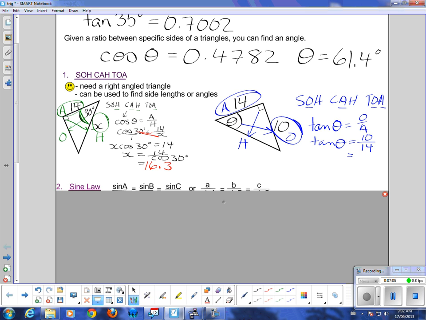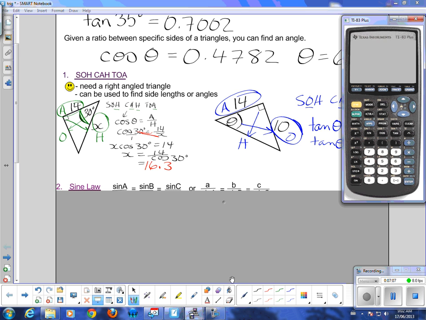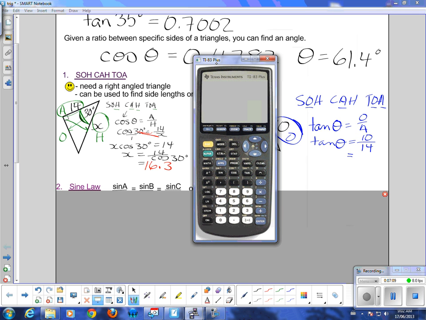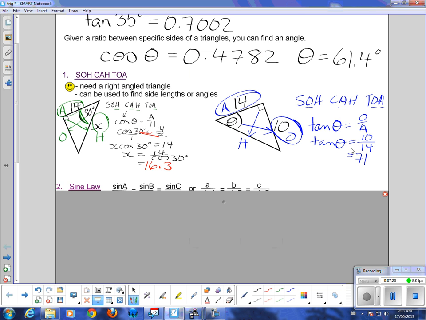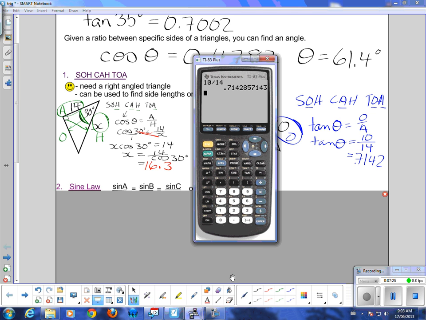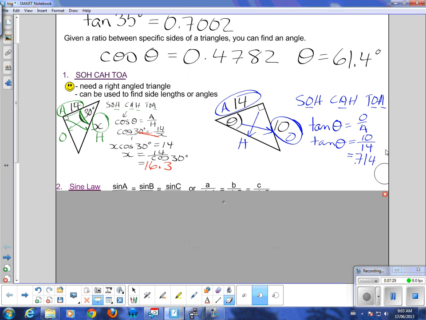Again, let's bring up our calculator and we'll just put it over here for a second. So 10 divided by 14, so we're looking at, again, 4 decimal places, 0.7142, I believe it was. Again, I didn't look that closely. So it shouldn't be 4.2, it should be 4.3, it rounds up. Now that's not my angle, that's the ratio.